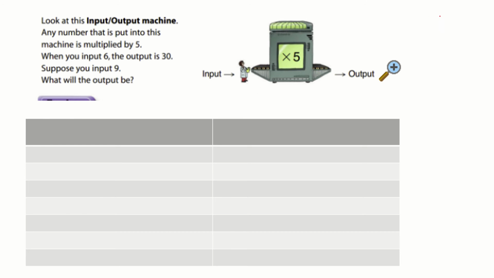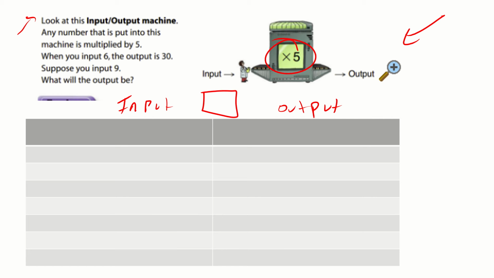And we're going to look at something called an input and output machine first. So it says, look at this input and output machine. Any number that is put into this machine is multiplied by 5, right? So our inputs are normally right here, and our outputs are right here. And then our machine is in the middle here with an equation usually. And here it's times 5. So when you input 6, the output is 30.